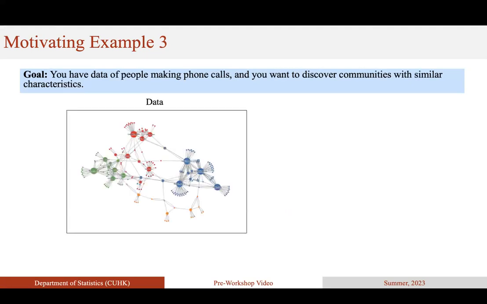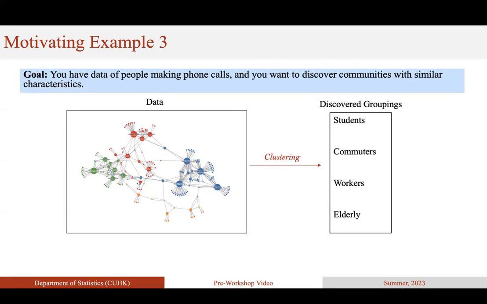Imagine data of people making phone calls to each other. How can we use the data to discover any hidden communities which share similar characteristics? So clustering helps you to find different groups. For example, the red group, blue group, green and orange. However, clustering will not tell you what each color group represents. You need to label them yourself. Depending on your understanding of the data, the groups may be students, workers, or elderly. These labelings can be subjective.